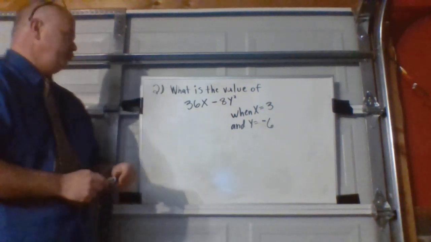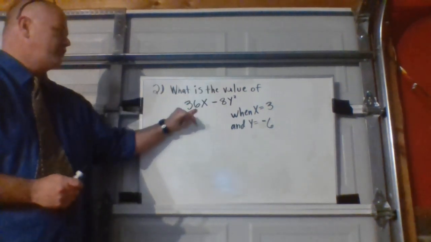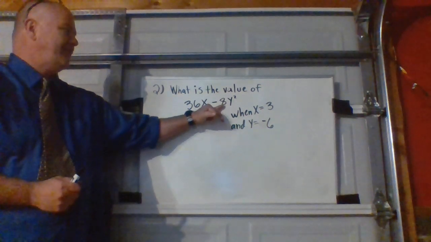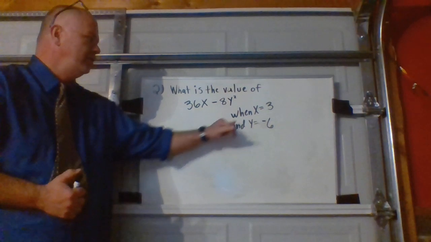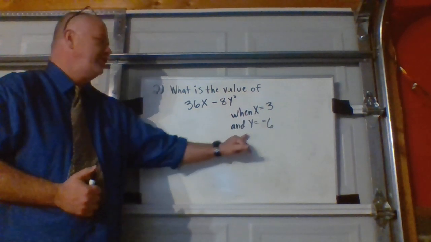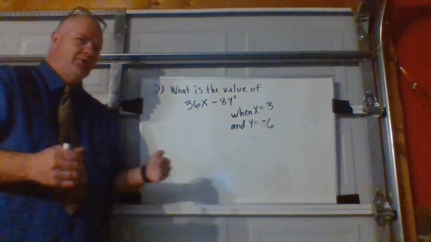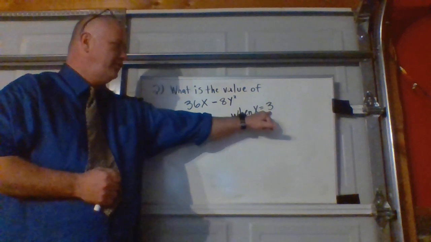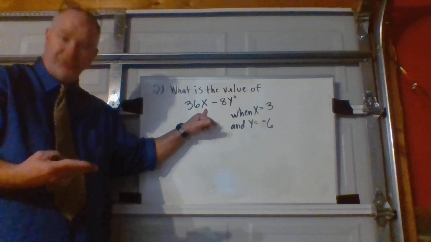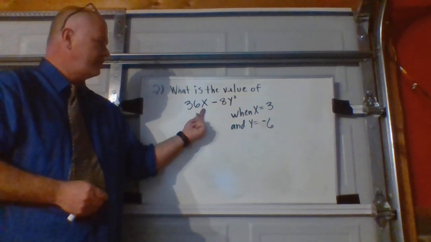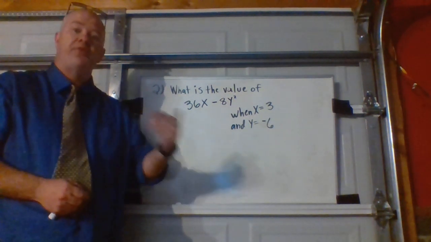Okay, question number 2. What is the value of 36x minus 8y squared, or 8y to the second power, when x equals 3 and y equals negative 6? What we're going to do is take the number 3 and plug it in every time we see x. So we're going to replace the letter x with the number 3.